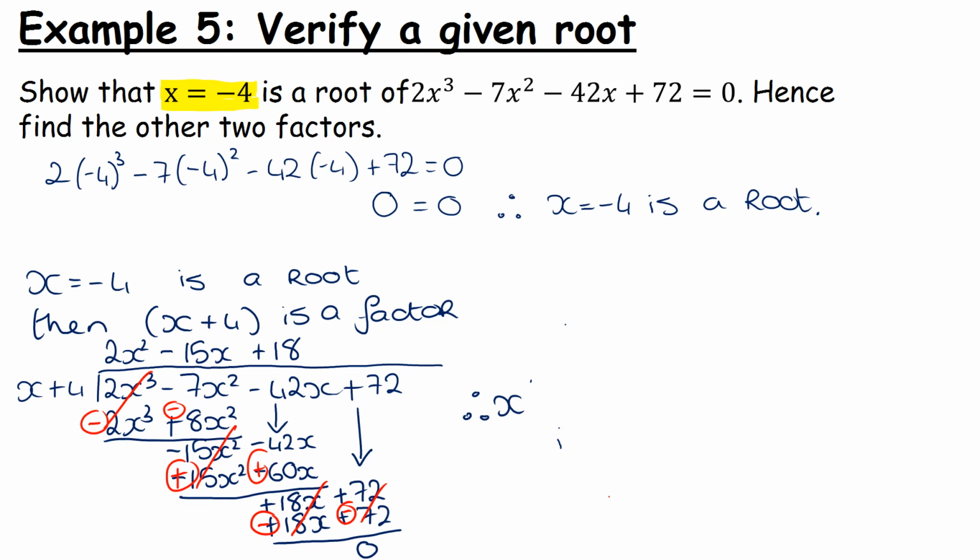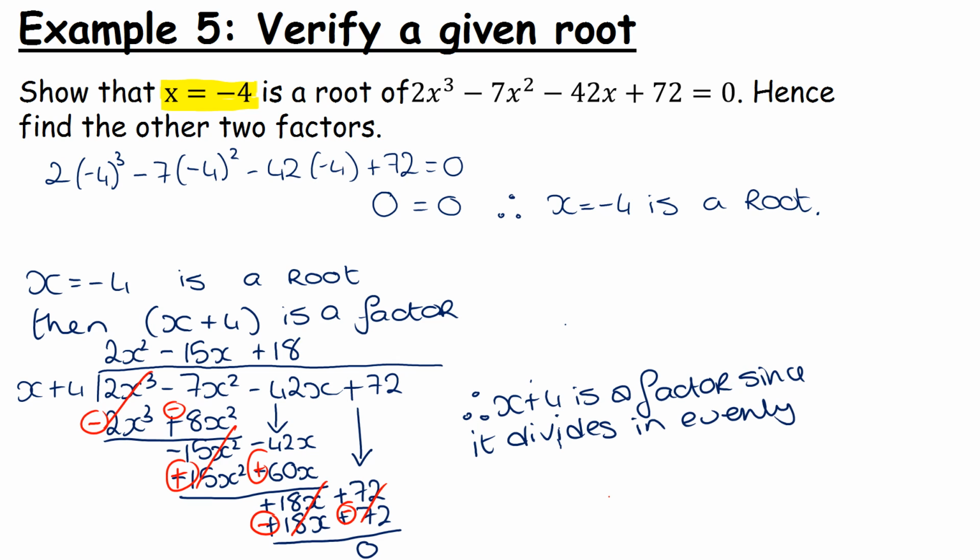Therefore x plus 4 is a factor since it divides in evenly, which again was no remainder, and since x plus 4 is a factor, therefore x equals minus 4 is a root. Okay, so that's the first part done.